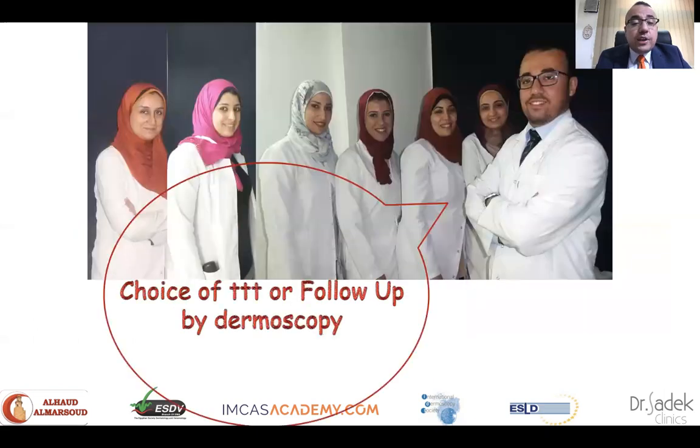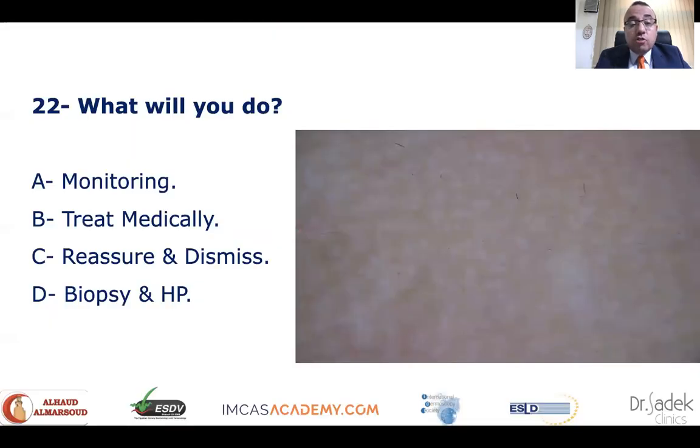Okay, in the 9th scenario, we go for the choice of treatment or follow-up by dermoscopy when we, as a team, can think of this together. A boy with alopecia totalis. Dermoscopically, these are the findings. So what will you do?